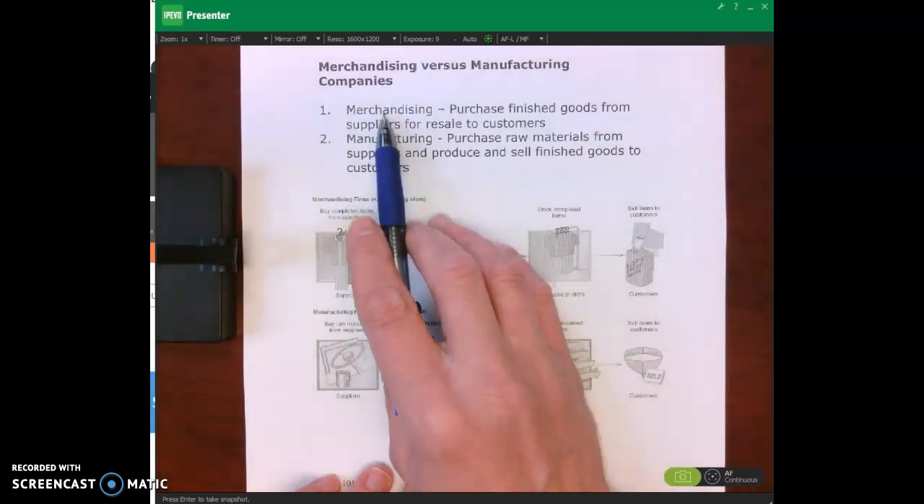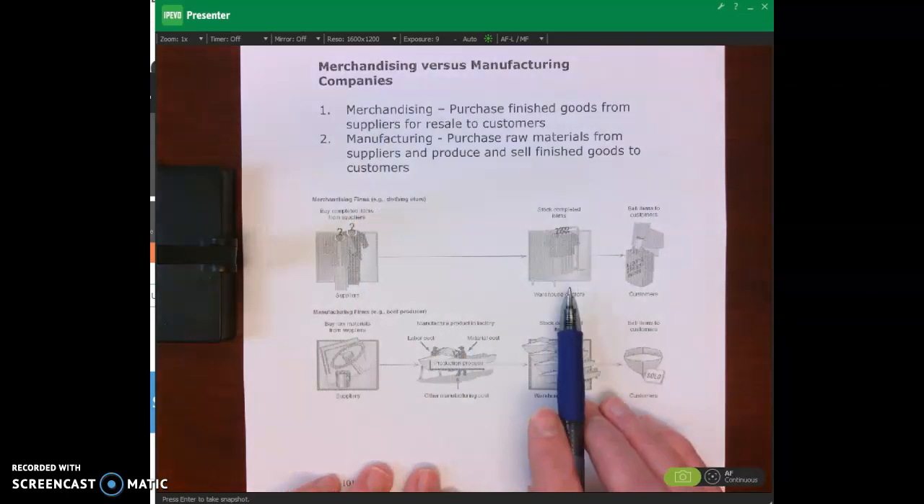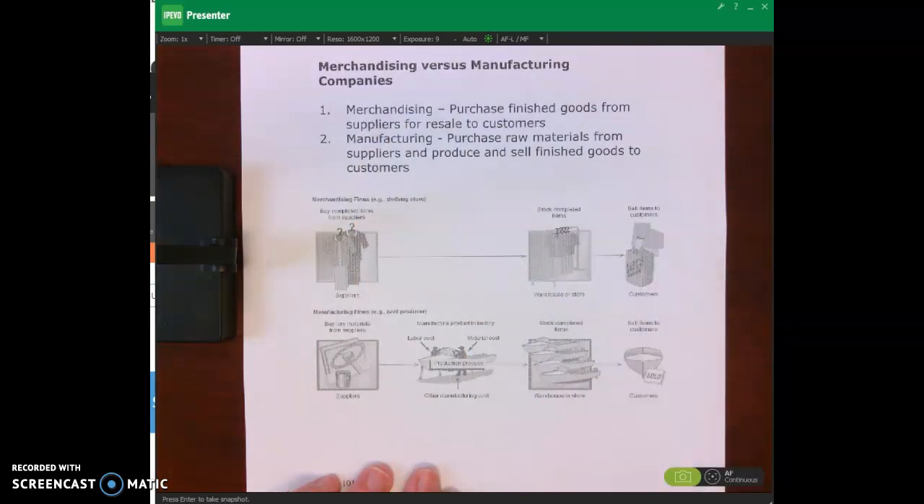Merchandising companies, on the other hand, purchase finished goods from suppliers and then just have them available for resale in the stores and then sell them to customers. Manufacturing companies, on the other hand, turn raw materials into finished goods through some production function of adding labor, materials, and overhead to make those finished goods, and then they sell them to customers.